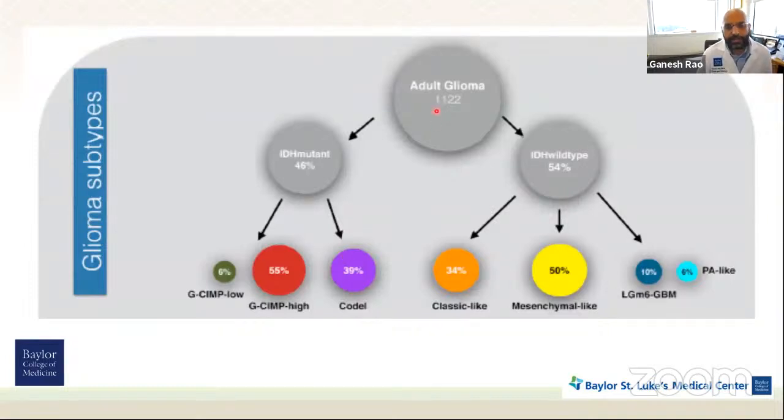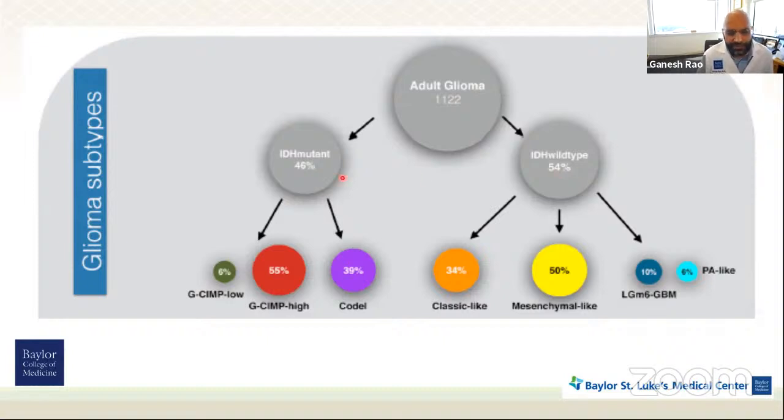So if we look at gliomas in general, and this is the patient sample from that paper that I just showed you, the first branching point for these patients is understanding the IDH status. So this has now become standard of care. I would say in the last 10 years, any pathology lab that handles patients with brain tumors will be able to immediately distinguish IDH mutant from IDH wild type tumors.